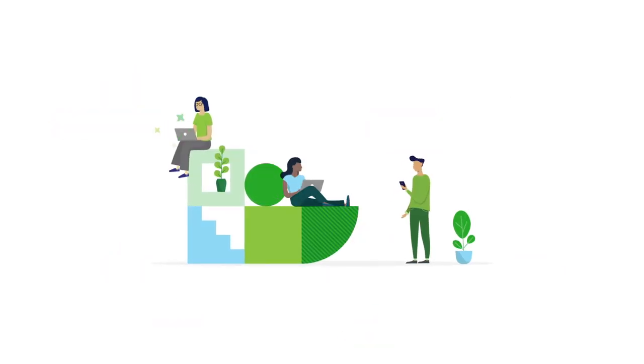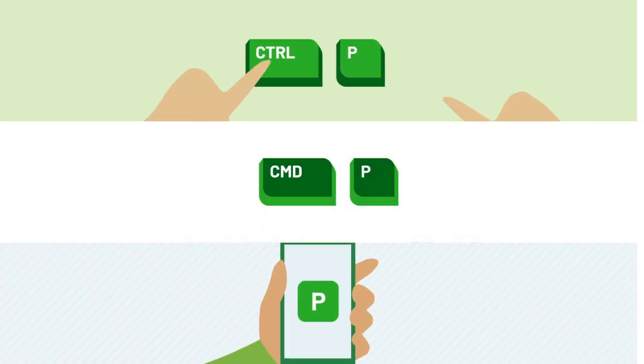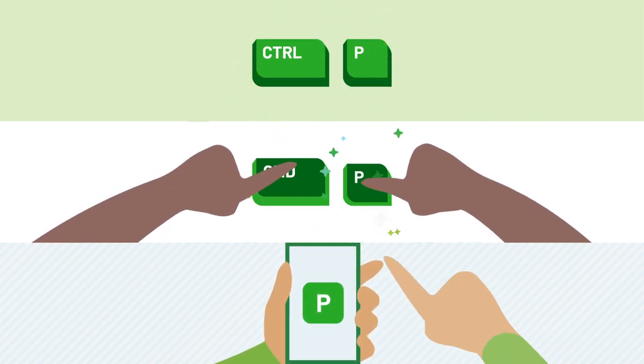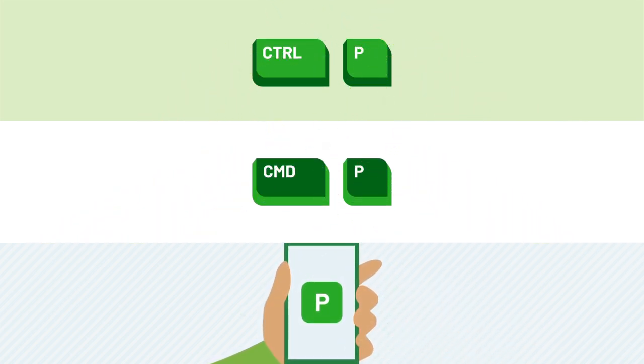Everyone prints natively from whatever application they want to print from. Just Control-P it, Command-P it, or Press-P it, I guess.